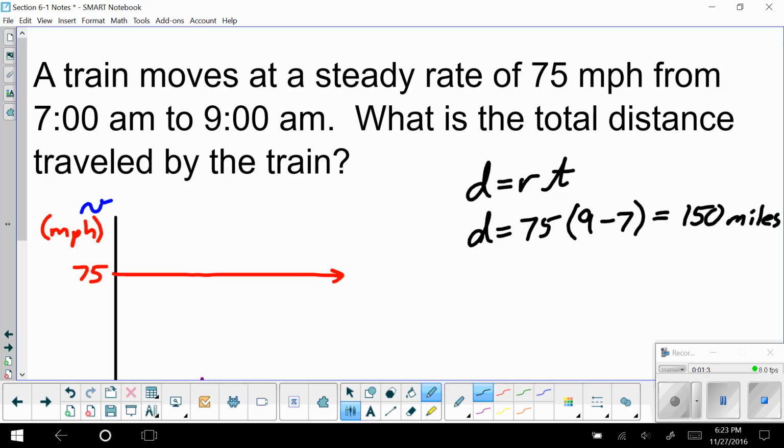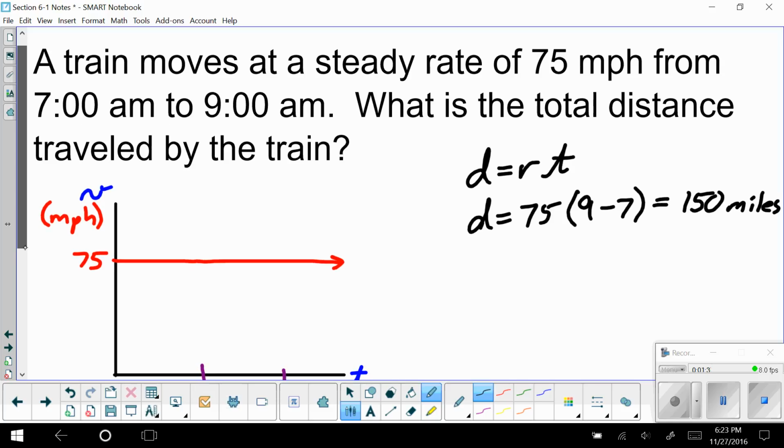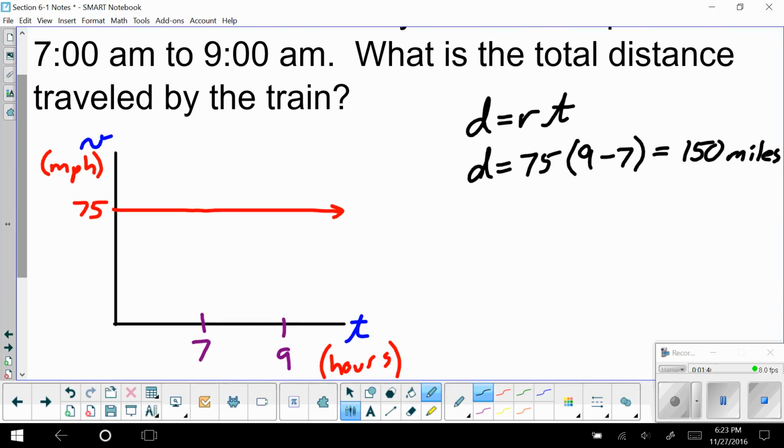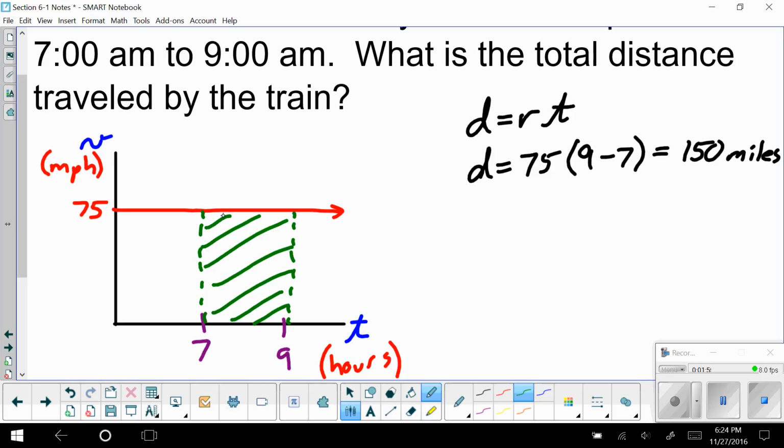But what I want to do is say graphically what this is. So graphically, if we graphed the velocity, so our velocity was a constant 75 miles per hour, so a horizontal line, and our time is from 7 to 9. Well, we can think of this as, if we notice that from 7 to 9, between our velocity and the t-axis, we have a rectangle. Well, our rectangle is 75 tall and 2 wide.